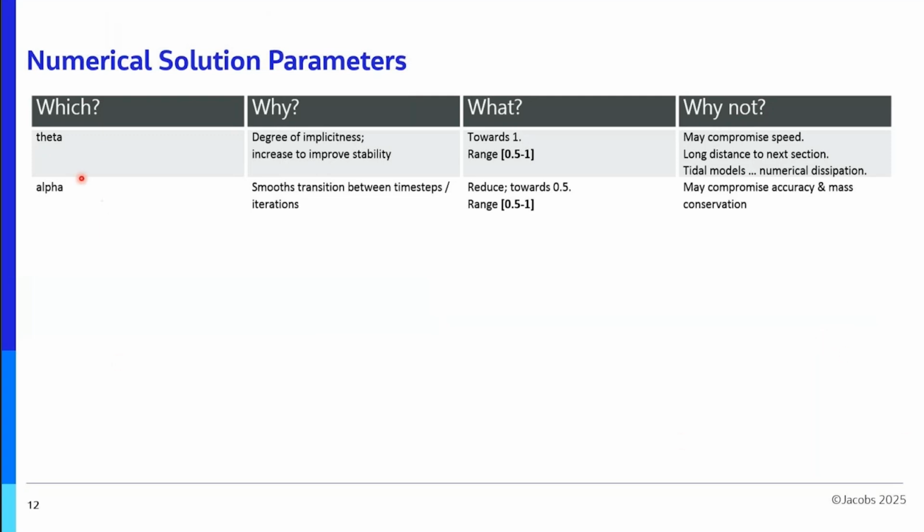Equally, as mentioned, we will decrease alpha to help during the iteration process, smooth the transition and avoid instability and spikes in a poor convergence. But again, that can have, as we said, some impact on mass balance and also on the time it takes for the model to run.